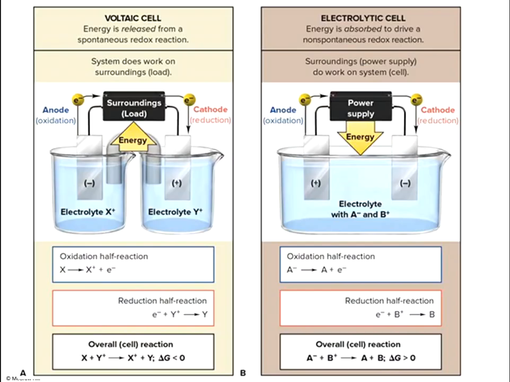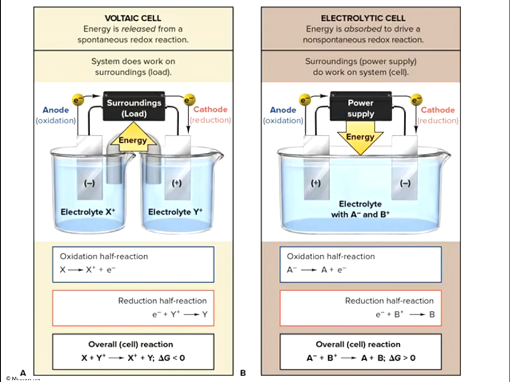The electrolytic cell on the right-hand side here is where energy is absorbed, or some sort of power source is used to drive a non-spontaneous redox reaction. The surroundings is the power supply, and they do work on the system, which is the electrochemical cell. Here, the electrons are forced through the cathode, so the cathode is now negatively charged, where reduction is occurring, and then electrons are pulled from the anode, where the oxidation is occurring.